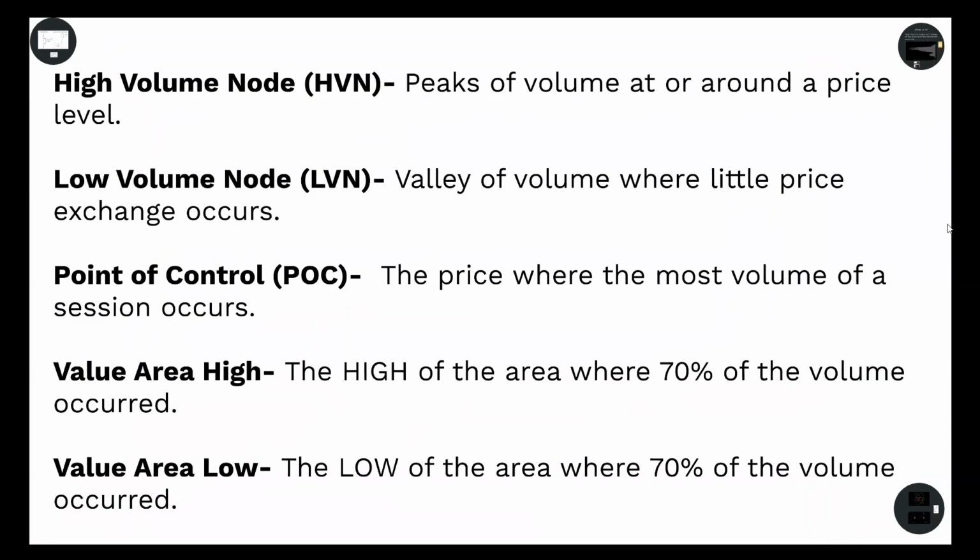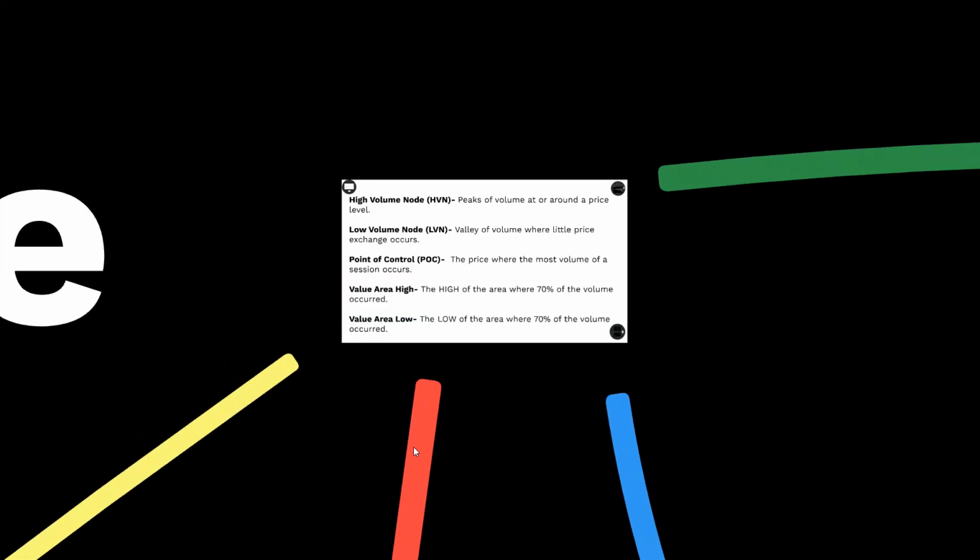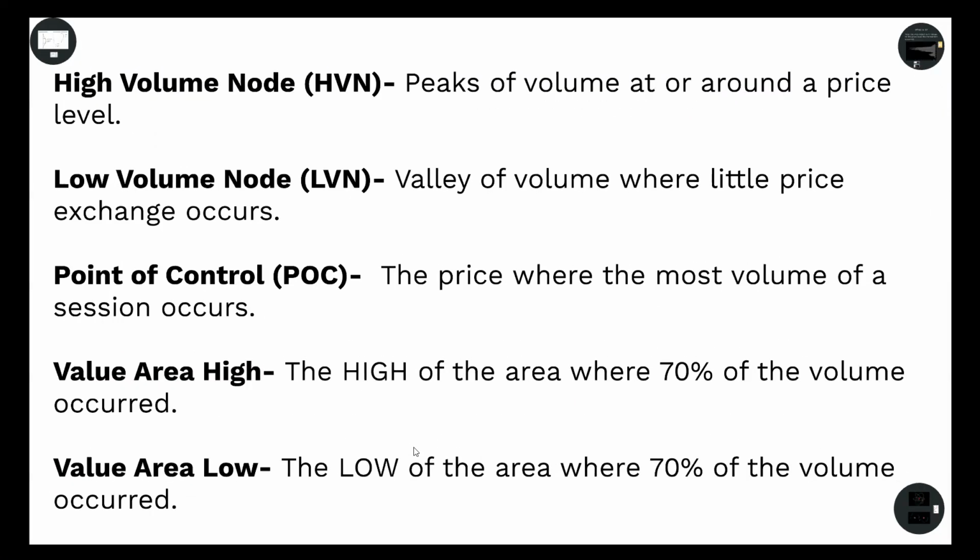So high volume node is the peaks of the volume. Low volume node is where the valleys occur. Point of control is the red here. This red line signifies the largest of the high volume nodes and is the area of most interest on the particular session or time frame you're visualizing. Value area high and value area low is the top and bottom of the value area. The value area is where 70% of the volume occurs.